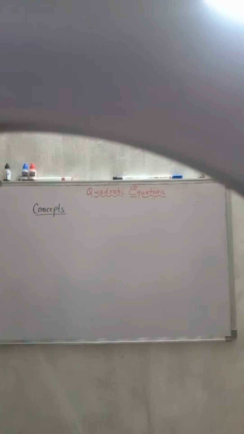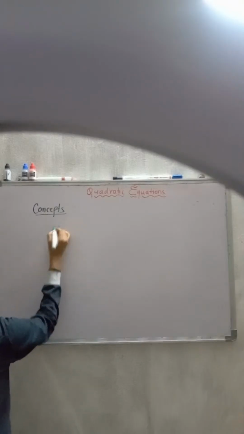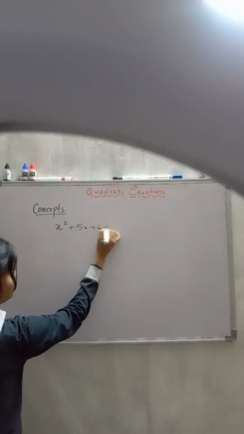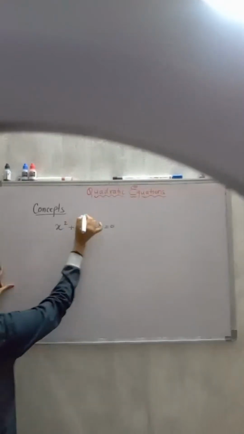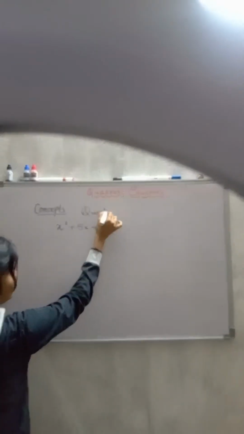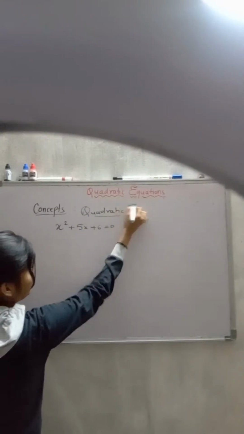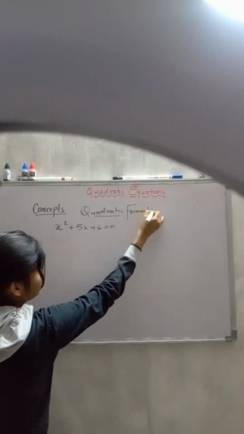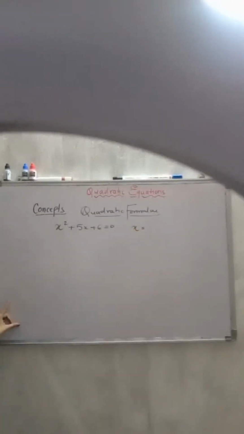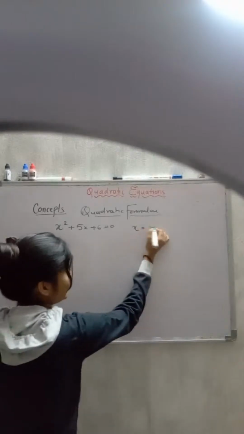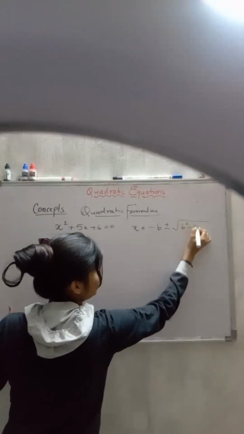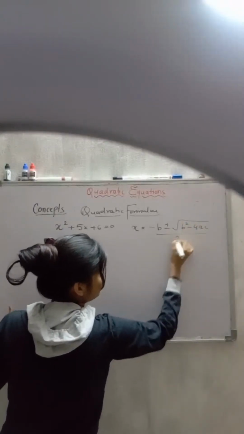So we have x square plus 5x plus 6 equals to 0. Same quadratic equation we will solve using quadratic formula. Okay, so the quadratic formula will directly give you the value of x, which is equal to minus b plus minus under root of b square minus 4ac by twice of a.